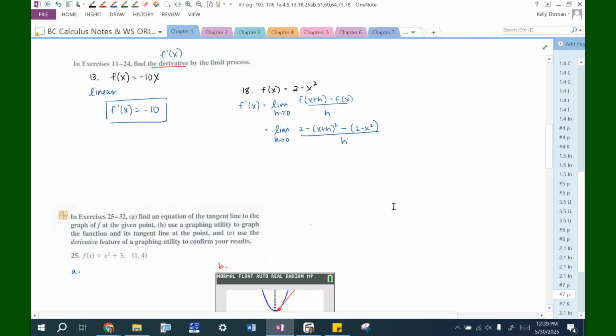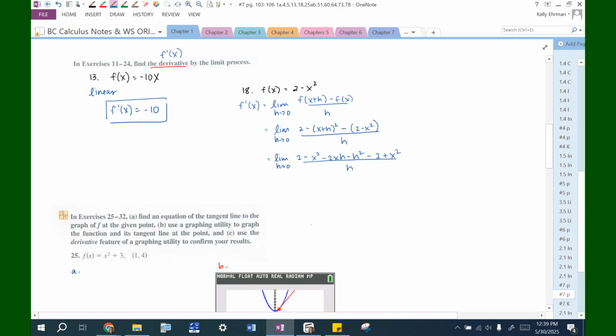All right, and the next step would be limit as h approaches 0 of 2 minus, this is going to be x squared, it'll be minus 2xh minus h squared. I've squared this and I've distributed the negative through. Minus 2 plus x squared.